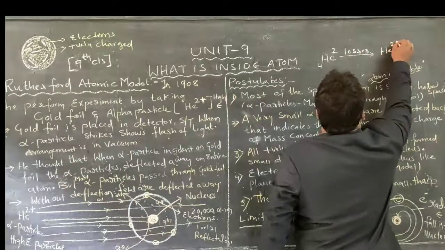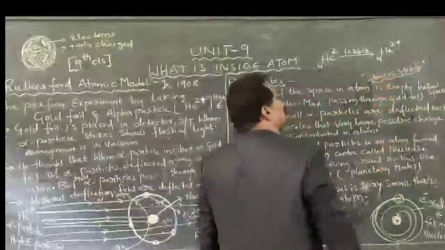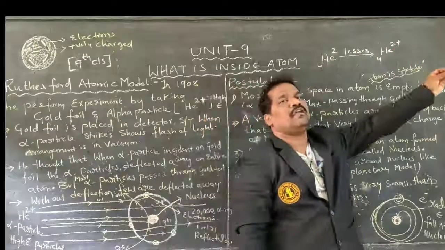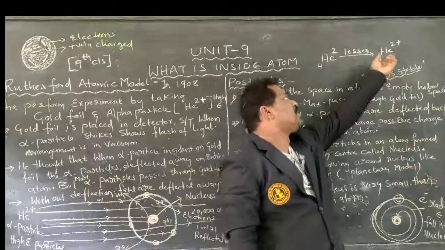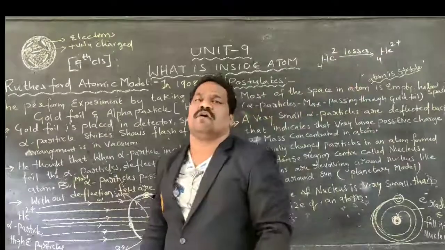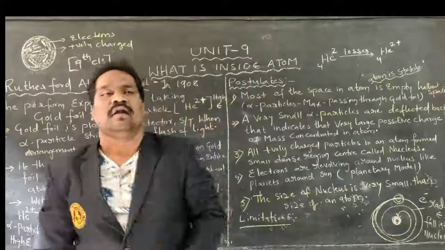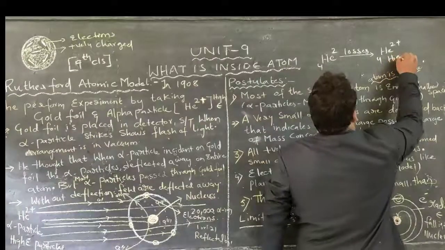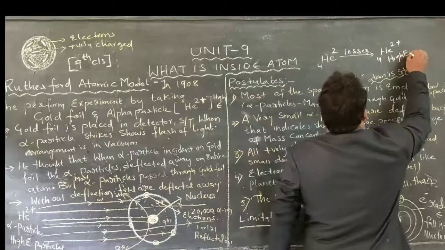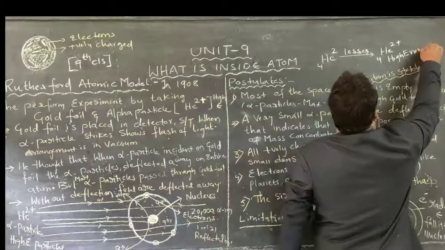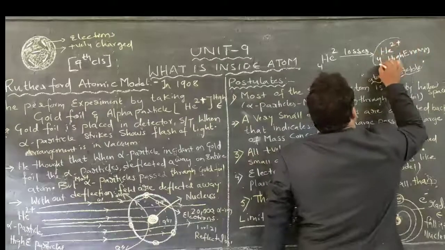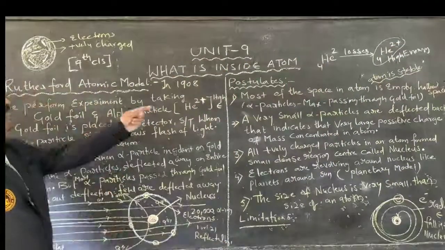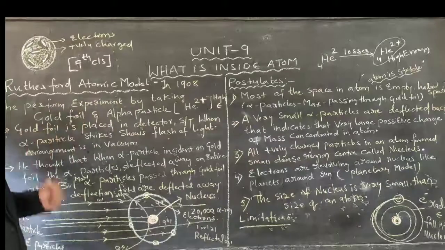it forms the helium 2 plus ion, whose atomic number is 4, where the negatively charged particles are totally removed from that element. This is called the alpha particle. The alpha particle has high energy, a large amount of energy is loaded within it. That alpha particle he took, as well as the gold foil.